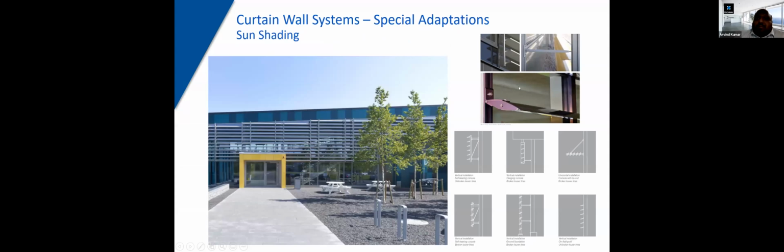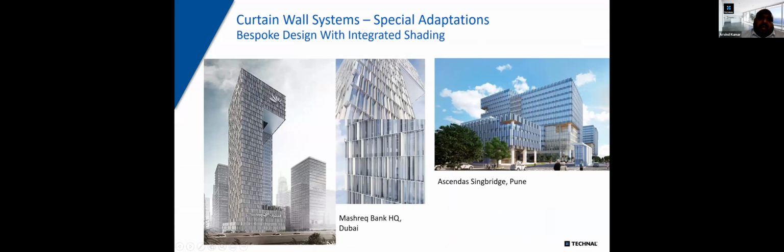Our curtain walling system can also take special adaptations like sun shading. So you're able to add certain components on the external facade to help negate any kind of direct solar incidents onto your glass. And these are louvers which we produce, and we are able to fix them in different ways without the need of having secondary framing. You can directly fix them onto a glazing system. These are examples of certain projects which we have done in Dubai.